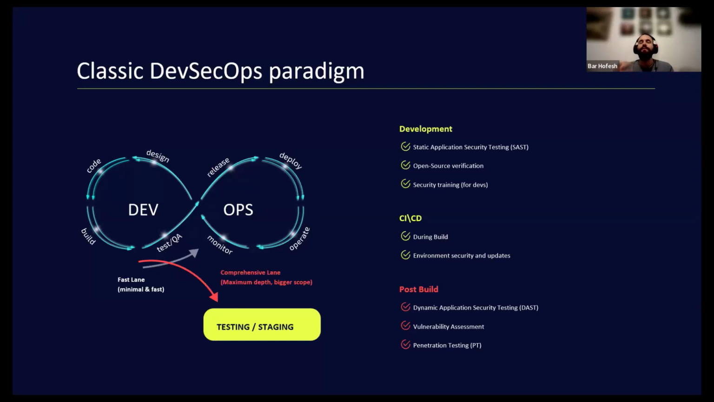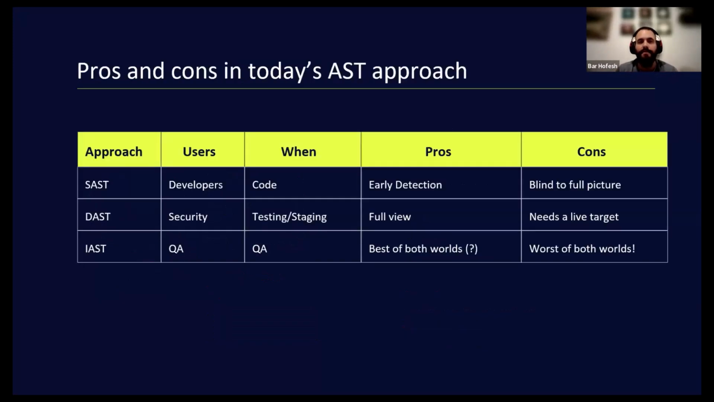So this gives us a lot of options and a lot of capabilities on how we plan our SDLC and how we want to plan our development cycle. Now, when we're talking about AppSec or AST, which is application security testing, we have, I would say, four main tools out there, but let's talk about three of those.